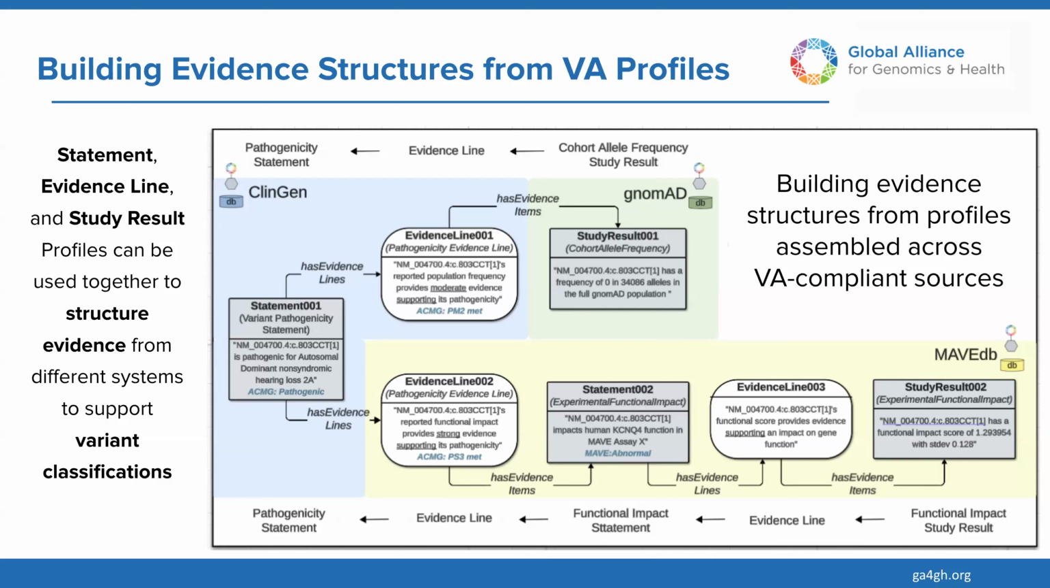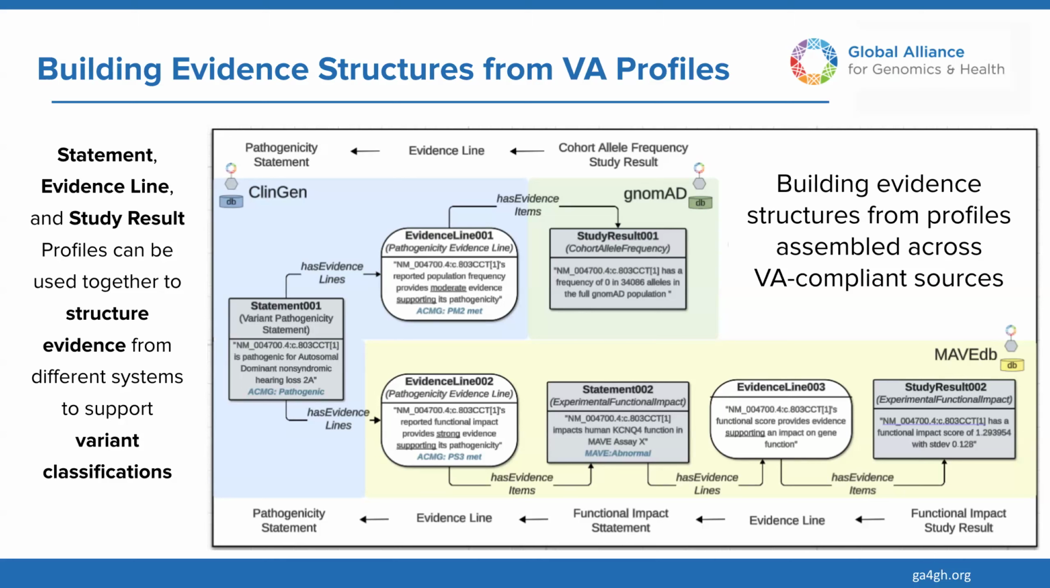So in this example, if we start at the bottom, right, MaveDB in yellow there, in their system, they're producing functional impact study results that describe the more foundational functional impact scores that they generate through their high throughput pipelines for different variants. And then they're using and interpreting that as evidence for statements or classifications of those variants. So that statement, the second statement on the left there, is, right, based on those study results, we want to classify that this variant has an abnormal functional impact on the gene.